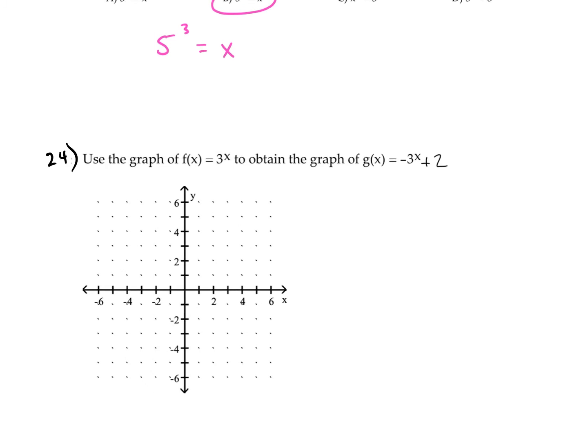All right, 24. Anytime you have an exponential graph, it's easiest just to plug in values for x and y. Plug in values for x, get values for y. So you can plug in -1, 0, and 1. So this would be -3 to the power of -1 plus 2. So -1/3 plus 2. So you could just go to the left to -1, and then you would go down to -1/3, but plus 2 would mean to go up 2. So it would just be a little bit less than 2 here.